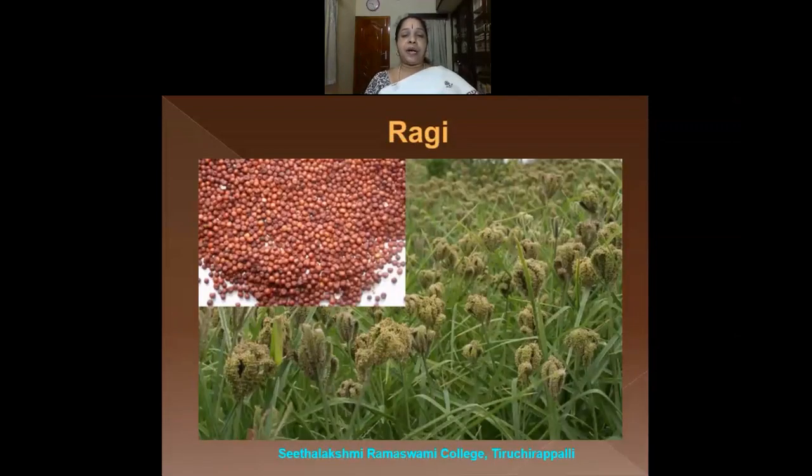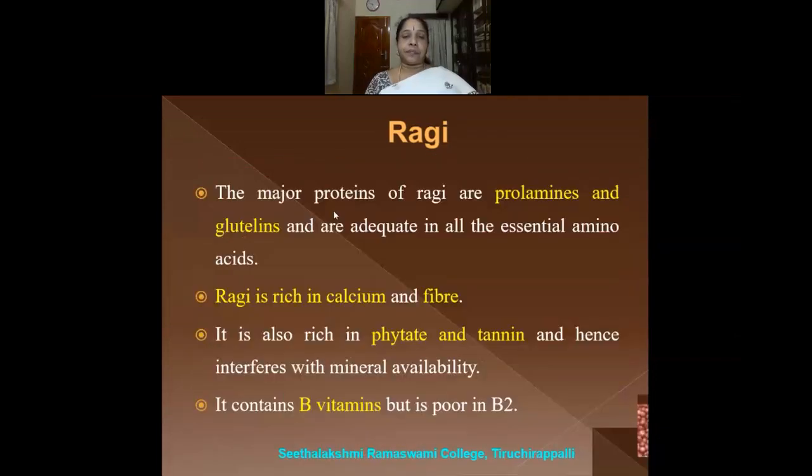You can see the ragi crop, and this is how the ragi appears. The ragi grains appear like this. They are small, brown in color, and spherical. The major proteins present in ragi are prolamine and glutelin. These proteins are adequate in all the essential amino acids. So they contain all the essential amino acids that are required in a protein.